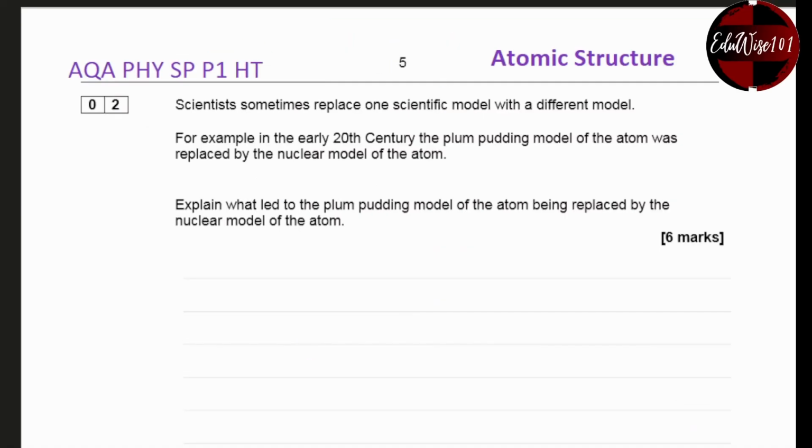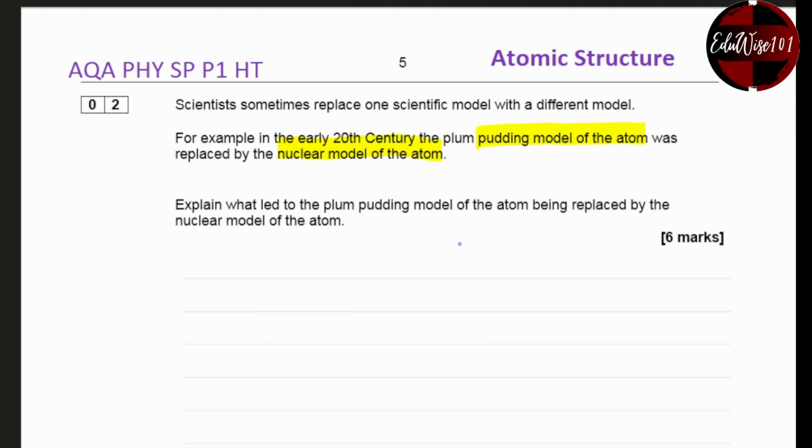Question number 2 is on the atomic structure. Scientists sometimes replace one scientific model with a different model. For example, in the early 20th century, the plum pudding model of the atom was replaced by the nuclear model of the atom. These are two different models of the atom that you should know about: the plum pudding model and the nuclear model. Now, explain what led to the plum pudding model of the atom being replaced by the nuclear model of the atom.